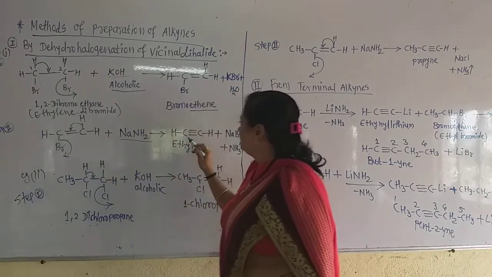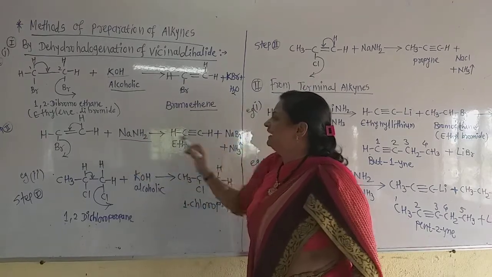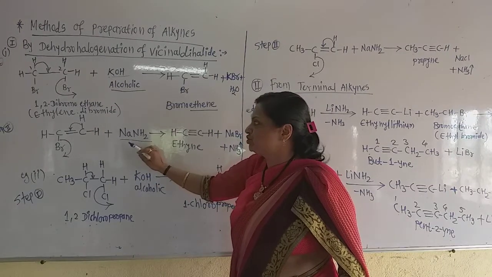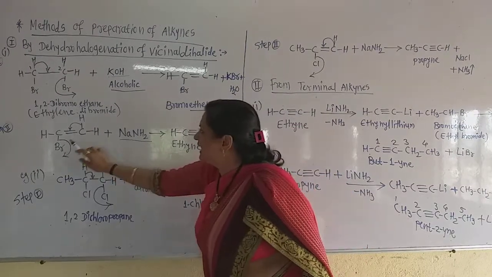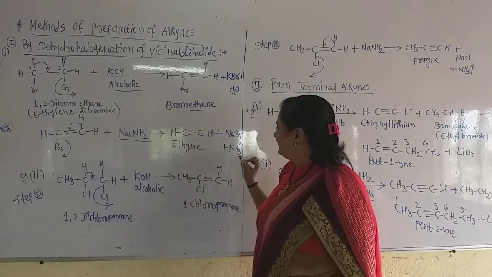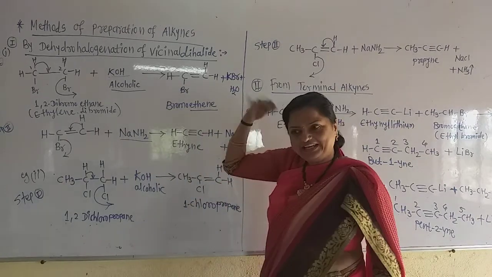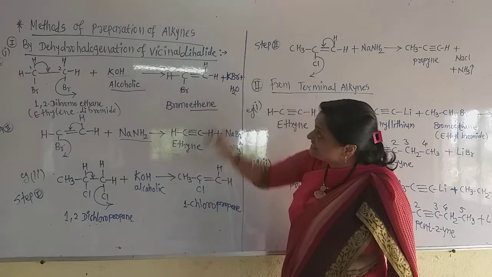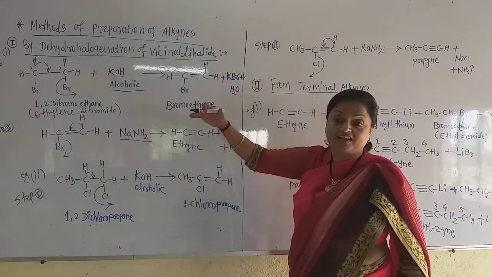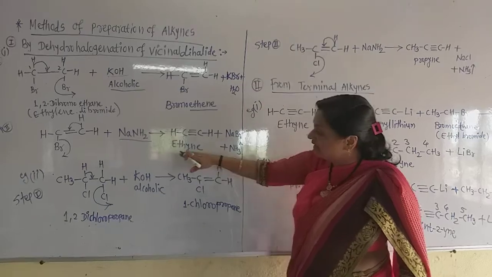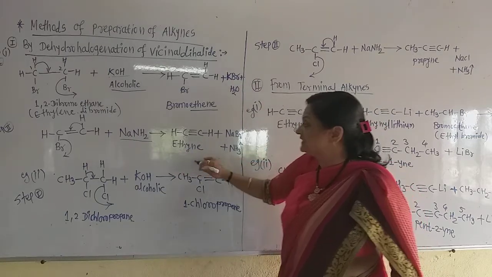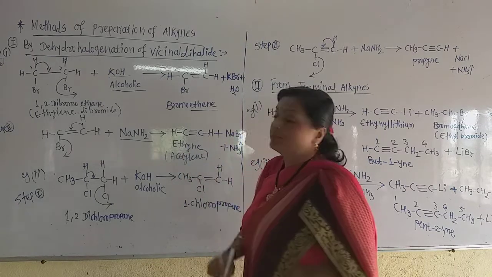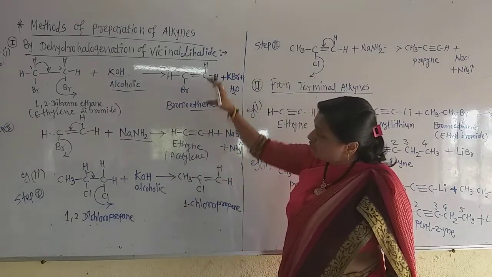HC, and here is the triple bond, again this C and this H. Remember, this H and Br react with this NaNH2. NaBr is formed, and this H and this NH2 form NH3 gas. Now this gas is eliminated, and we obtain the alkyne. What is the name of this alkyne? Ethyne. We are seeing the methods of preparation, that is, how to manufacture alkynes. So in this reaction we obtain ethyne. The common name is acetylene. You know that. So we prepare ethyne here.